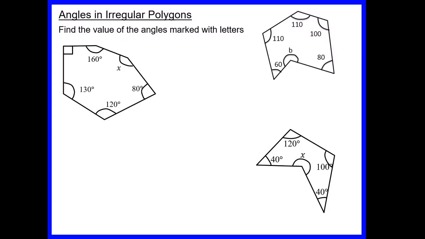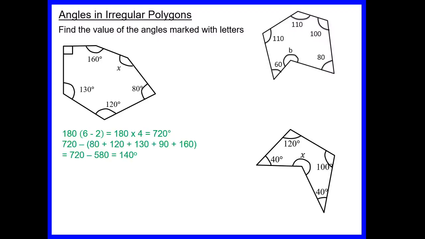Okay, let's have a look at the solutions for those then. Starting over here, we had 6 sides, so we've done 180 multiplied by 6 minus 2, which is 4. So 180 times 4, because I could split into 4 triangles, gives me 720 degrees in our hexagon. 720 minus all of the other angles added together, which came to 580, means that angle x is 140 degrees.